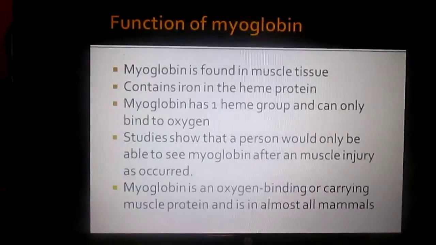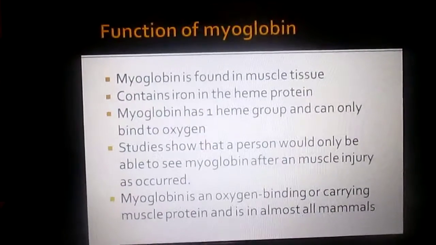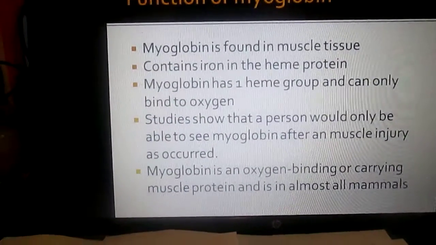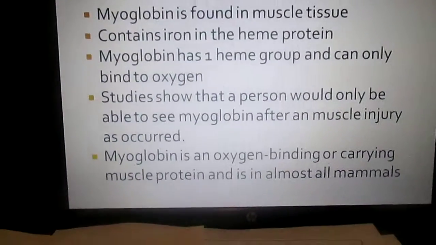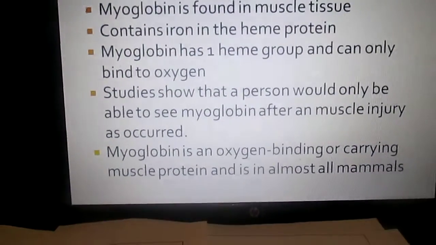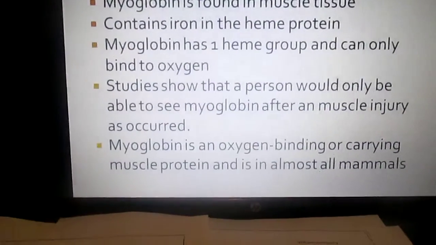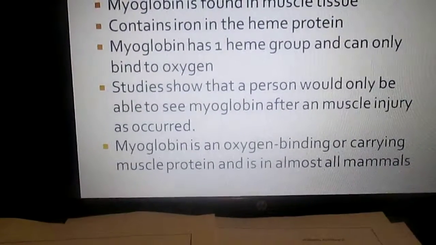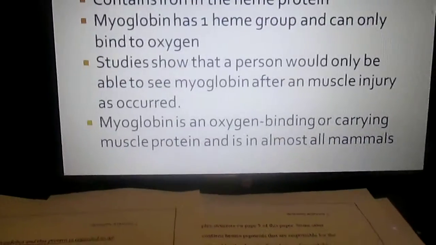The next is the function of myoglobin. Myoglobin is found in muscle tissue. It contains iron in the heme protein. Myoglobin has one heme group and can only bind to oxygen. Studies show that a person would only be able to see myoglobin in the blood after a muscle injury has occurred. The definition of myoglobin is that it is an oxygen-binding, oxygen-carrying muscle protein found in almost all mammals.